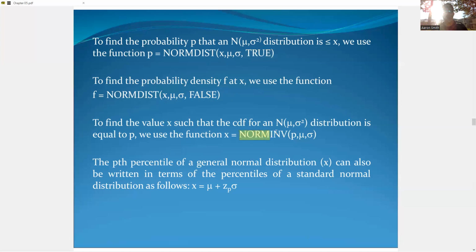Now, if I want to use the quantiles, if I want to take the inverse of the cumulative distribution function, I do norm inverse right here. And the pth percentile of a general normal distribution can also be written in terms of the percentile of a standard normal using this nice formula here. And you'll notice that I could change this up by subtracting mu and dividing by sigma on both sides, and I'd have z of p is equal to x minus mu divided by sigma. That's not a coincidence.